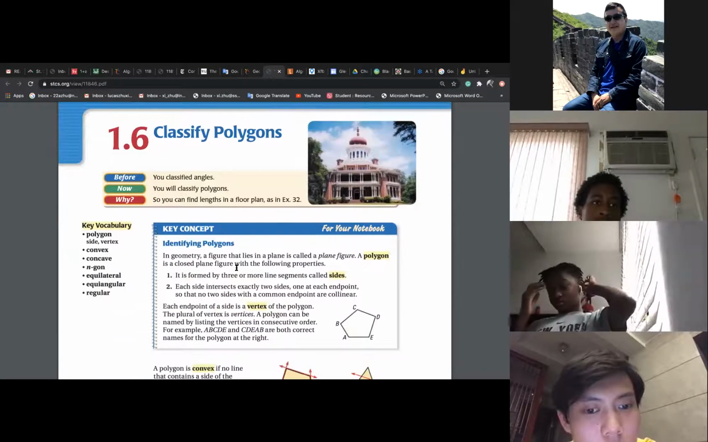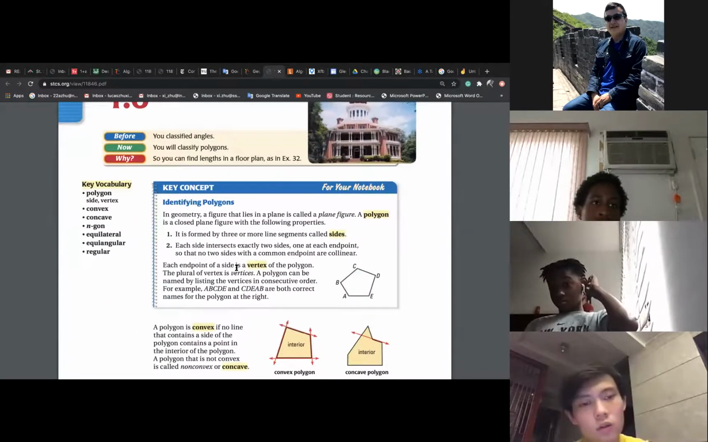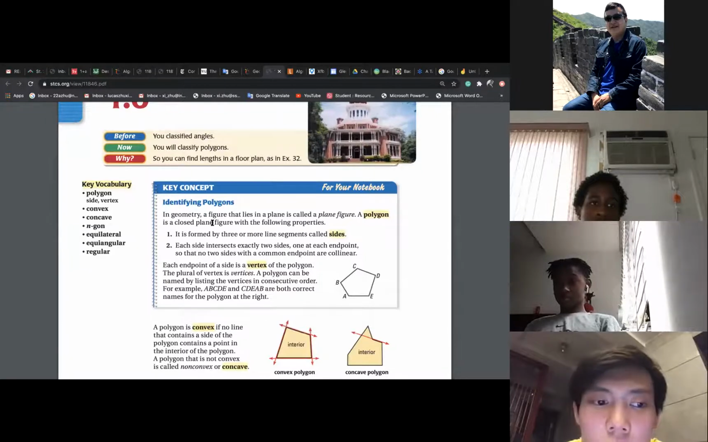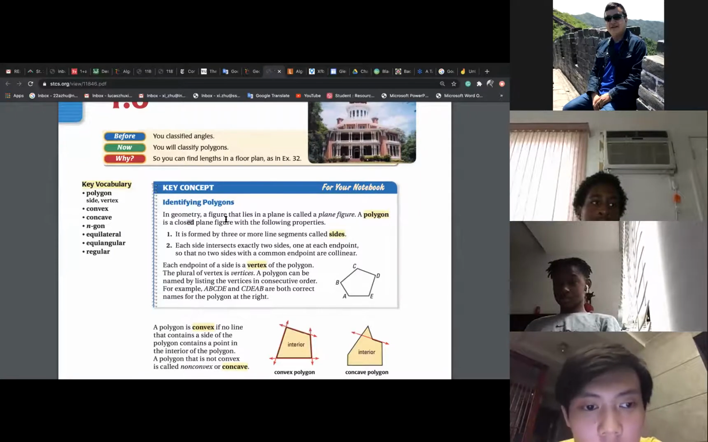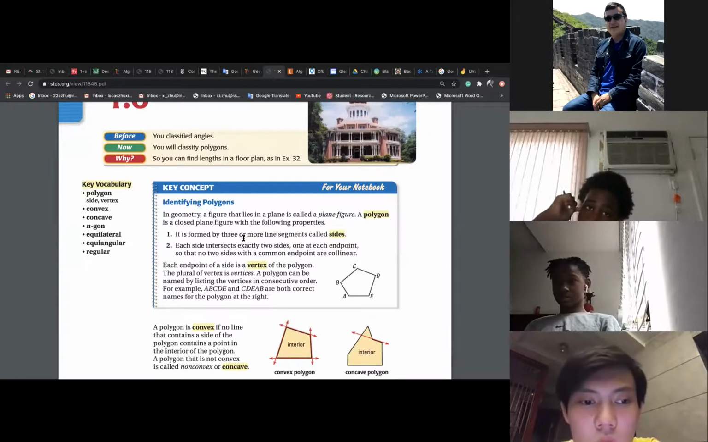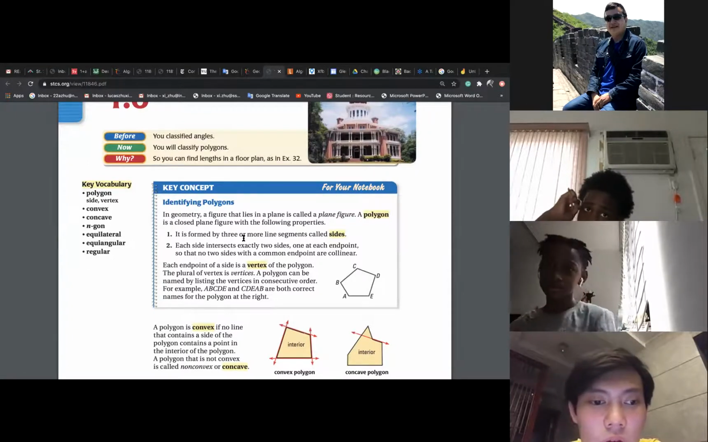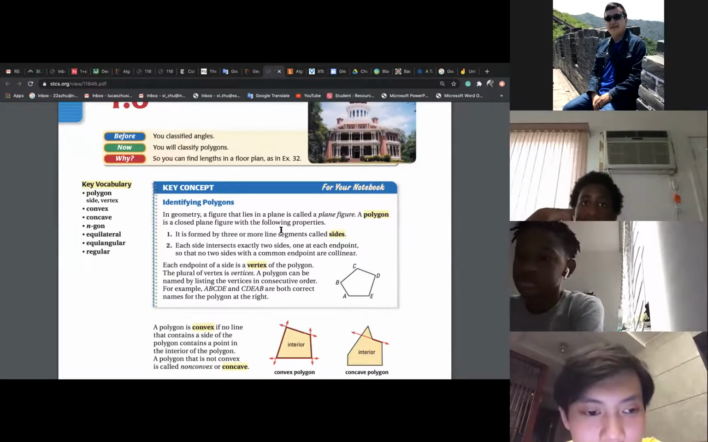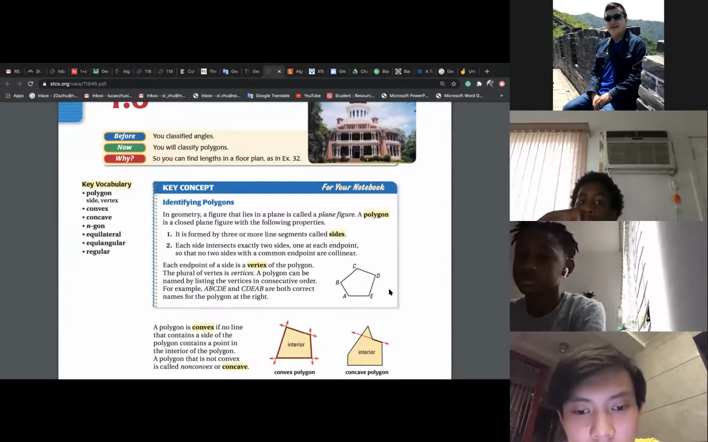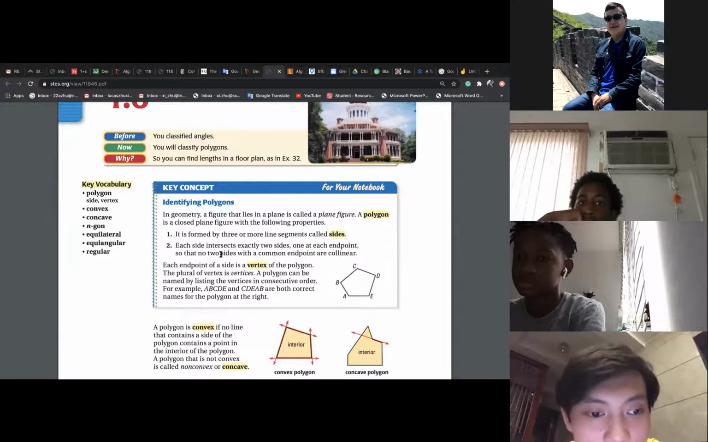Mixed review. Classify polygons. Okay, here. A polygon is a closed plane figure with the following properties. It is formed by 3 or more line segments called sides. So the polygon has to have at least 3 sides, and each side intersects exactly two sides, one at each endpoint, so that no two sides with a common endpoint are collinear, right?